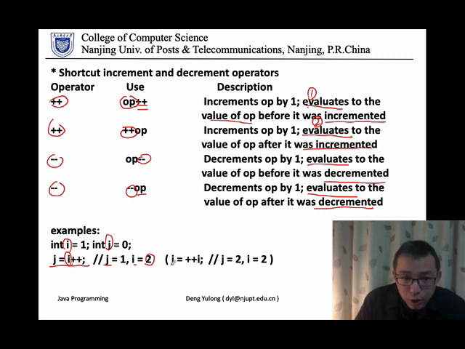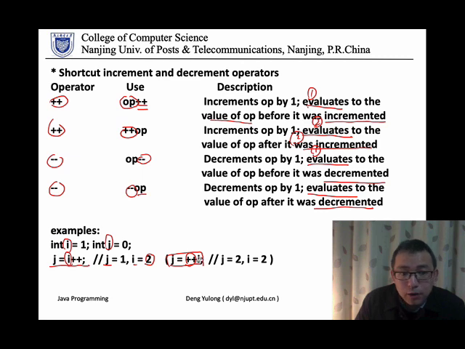But if we write another statement where we put the double plus sign before the operand i, the result is different, because the double plus sign is now before the operand. So the first step is the increment, and the next step is the evaluation. So the first step is the increment.